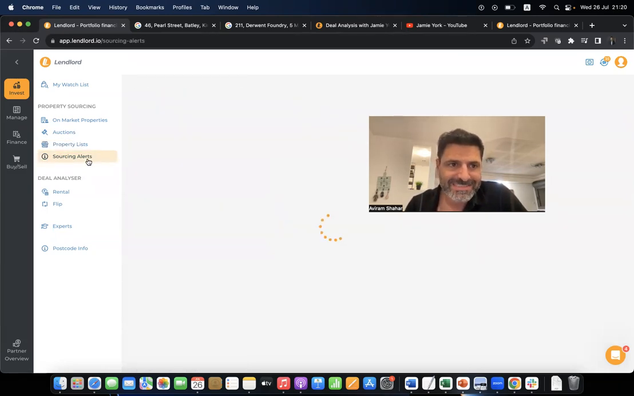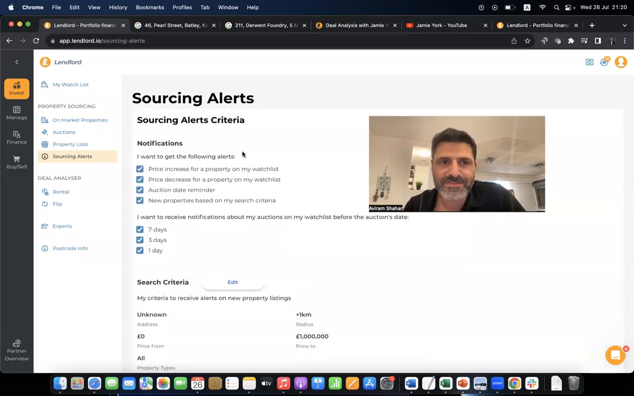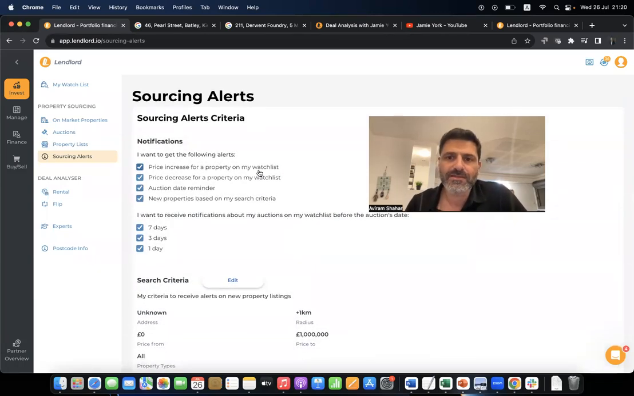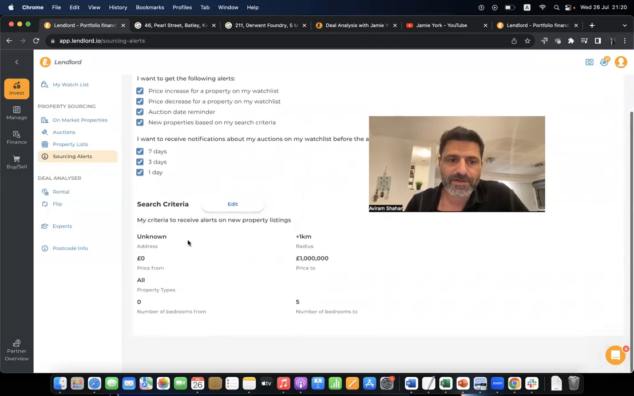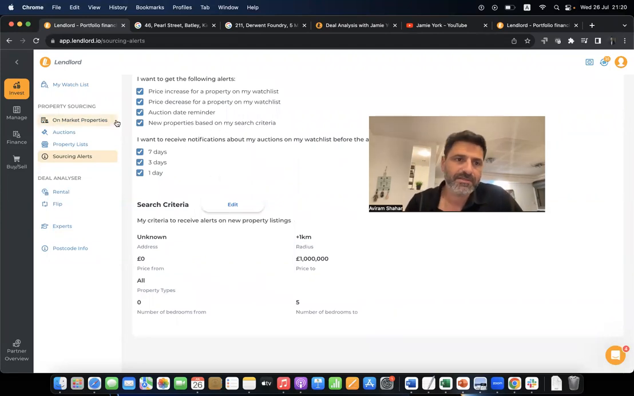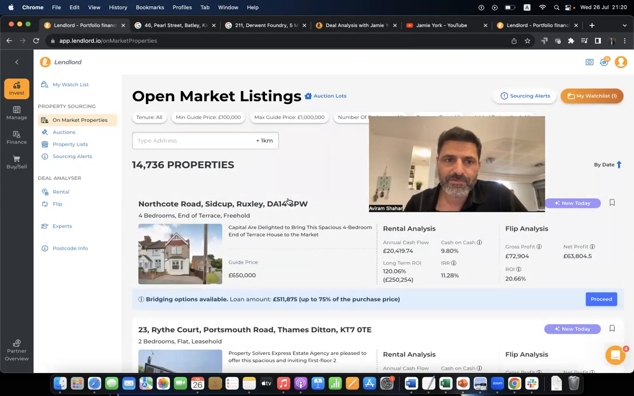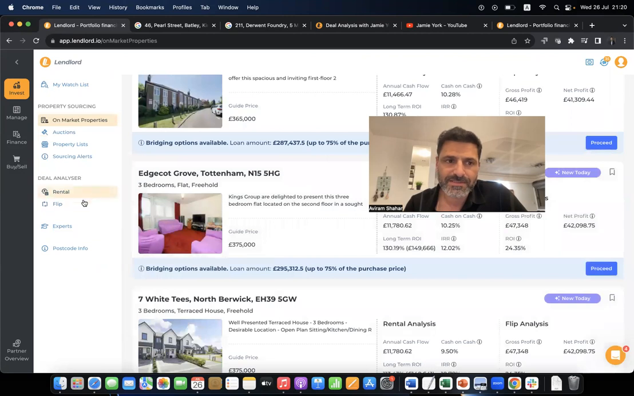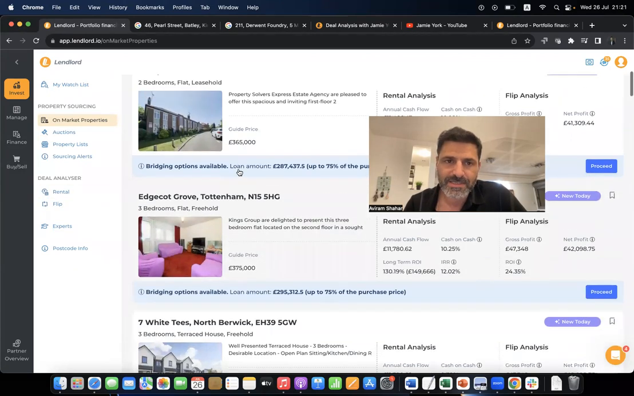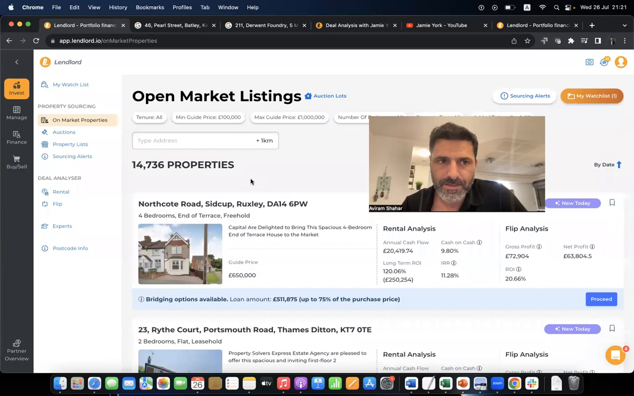And something new that we released just this week, by the way, JB, is sourcing alerts. If you add properties to your watch list, you can get alerts when the price increases, price decreases, of course the auction date reminder, and also you can define your own criteria and get notifications for new properties that are being added to our different sections. So basically, you can find the properties here and start the analysis that we will show you in a sec how you can do that.